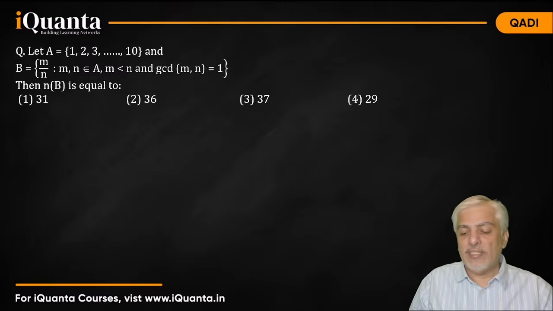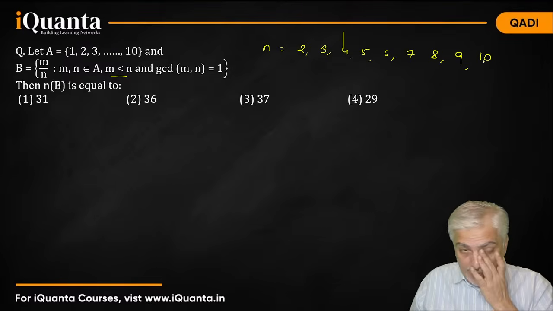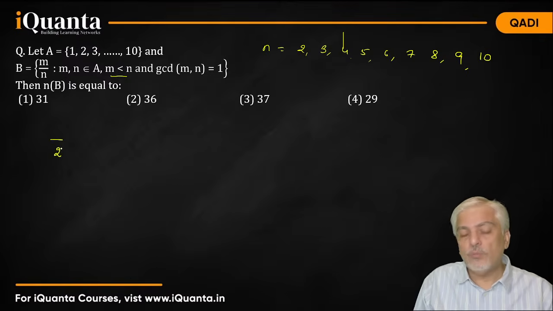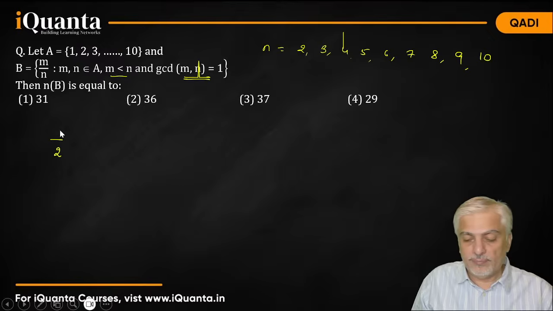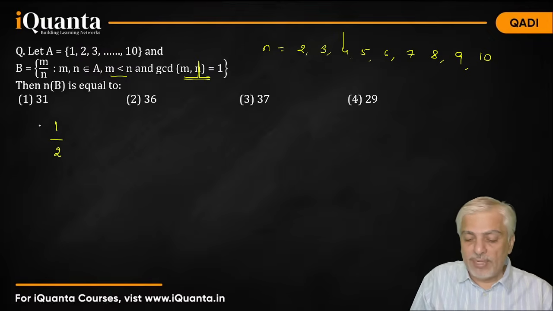Okay, pay attention here. They have told us m is less than n. That means n cannot be 1. n can take all values from 2 onwards: 2, 3, 4, 5, 6, 7, 8, 9, and 10 also. When n is 2, m can only be 1 because the GCD has to be 1. So this can only be 1 by 2.